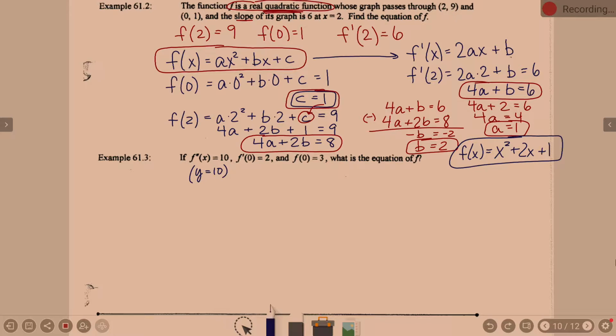The point I'm trying to get you to realize is that your second derivative right here is a constant function, because the equation for the second derivative is f double prime of x equals 10. So in other words, y equals 10. So the second derivative is a constant. What does that mean the first derivative is going to be?